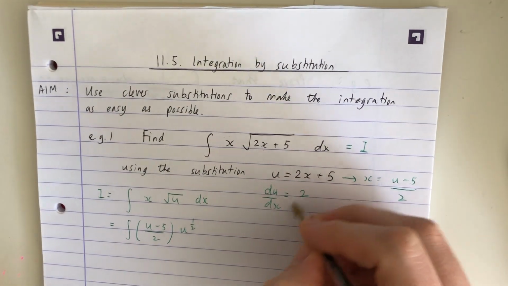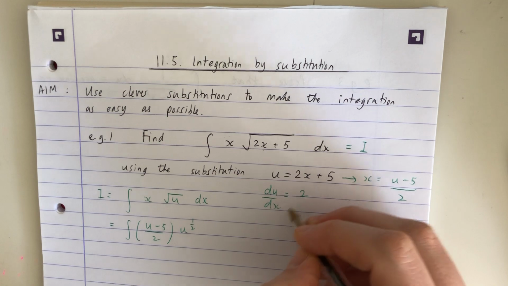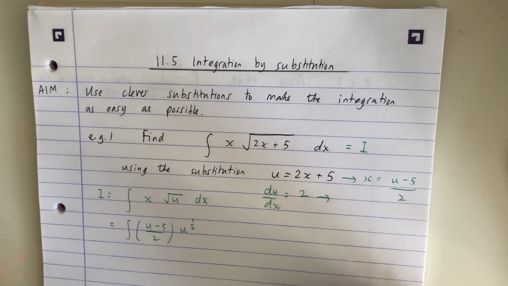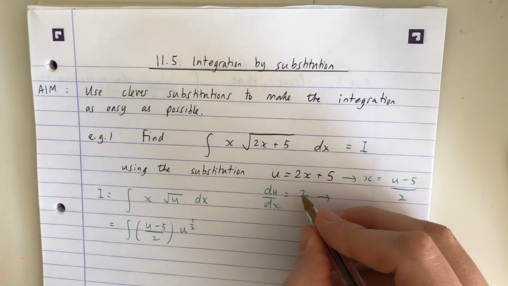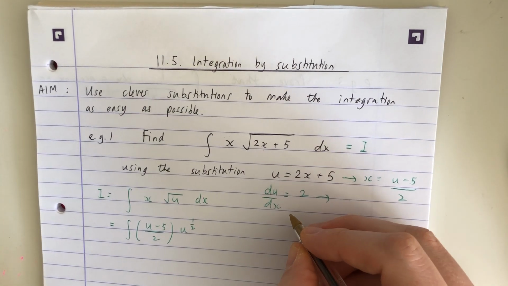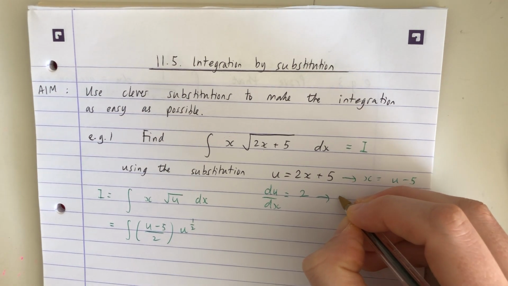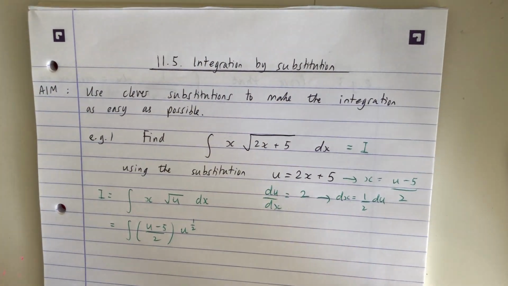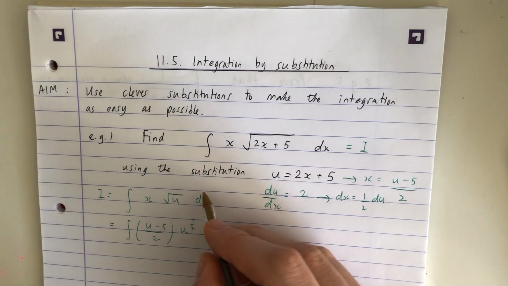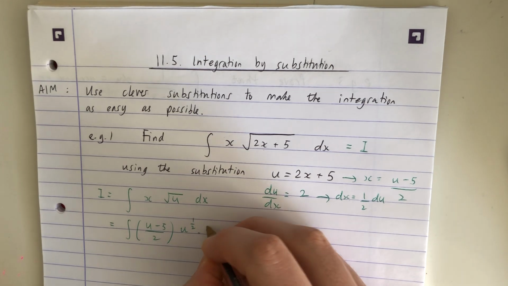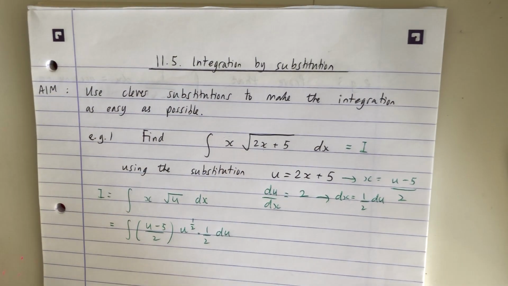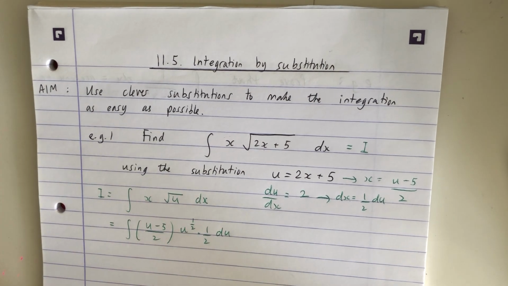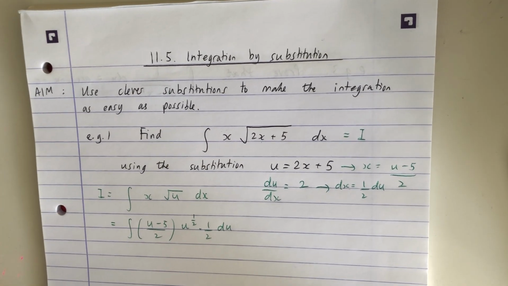And then this is a trick that does work. You make dx the subject. So how can you make dx the subject? Effectively times by dx and then divide by 2. So it would be dx is equal to a half du. And then replace the dx as well with a half du. And now I've got something which I can integrate. Let's see if I can do it.